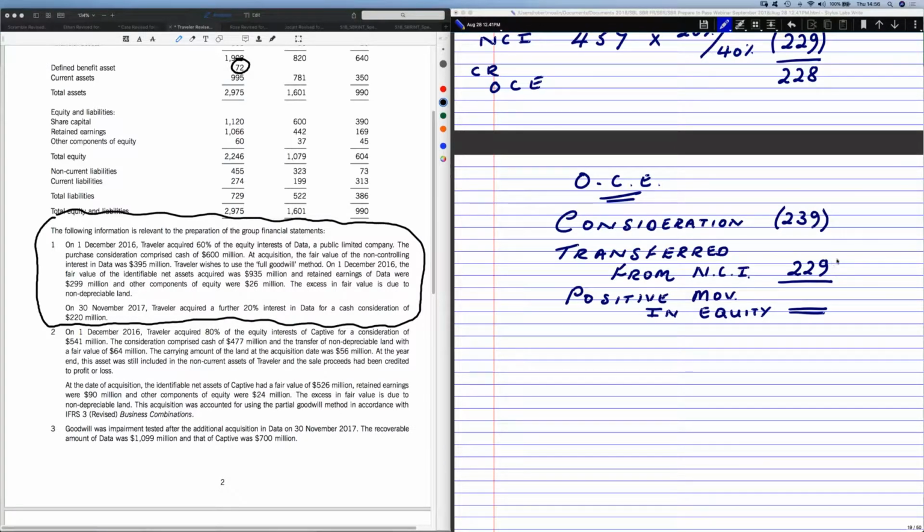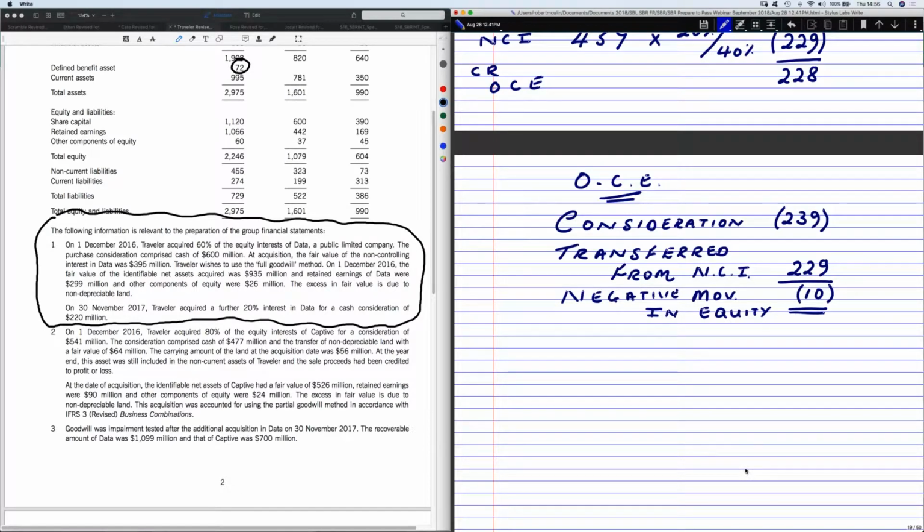Right, Vicky said negative movement, and I say we've got a figure here of 10, and that seems to me to be a negative movement in equity. Yeah. And that, of course, would be in brackets. Do you agree with that?